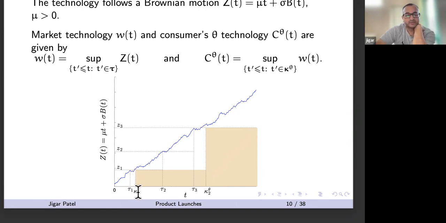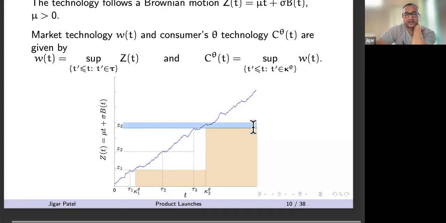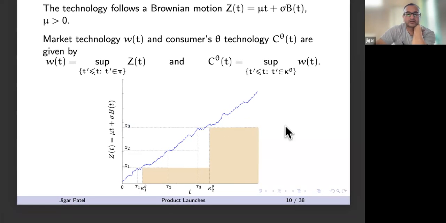So I own at time kappa 1, I start getting utility at value Z1, right? There is some other phone that is launched at time tau 2, and that has technology level Z2, but I didn't buy it. So I'm just getting my utility at Z1. Then some third phone was launched at time tau 3 that had technology level Z3. And I bought that phone at kappa 2, and I start getting my utility at the technology level Z3.